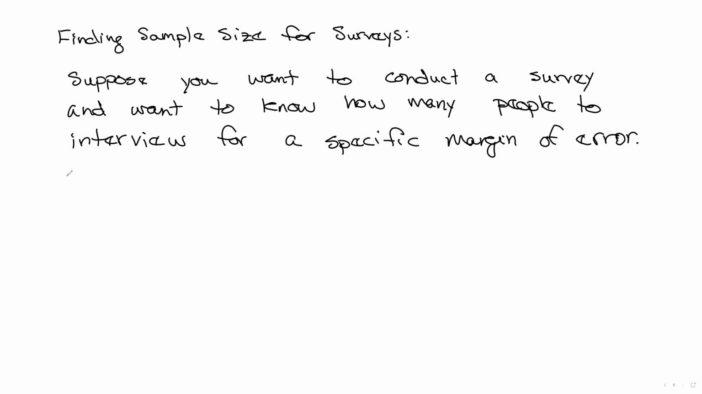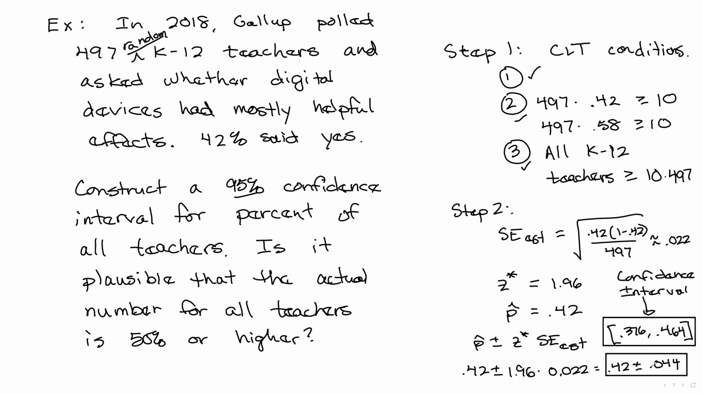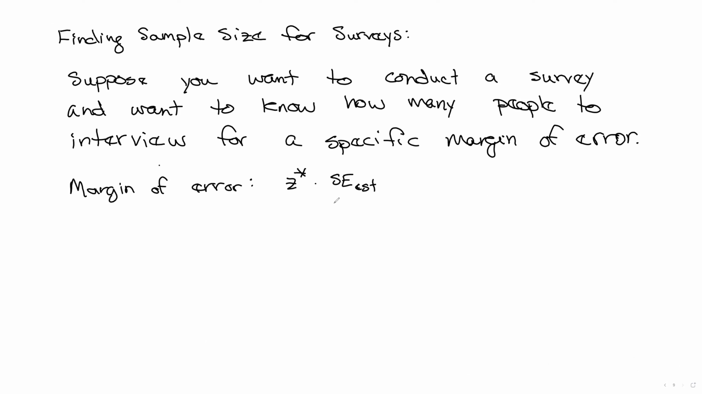All right, so let's start off. We've been talking about margin of error. The margin of error is the thing that we're adding and subtracting from our survey result. All right, so that's this thing, Z star times standard error estimate. This is the margin of error. This is the error, the margin of error around our estimate. In this example, that's the amount that's around our guess for the actual population.